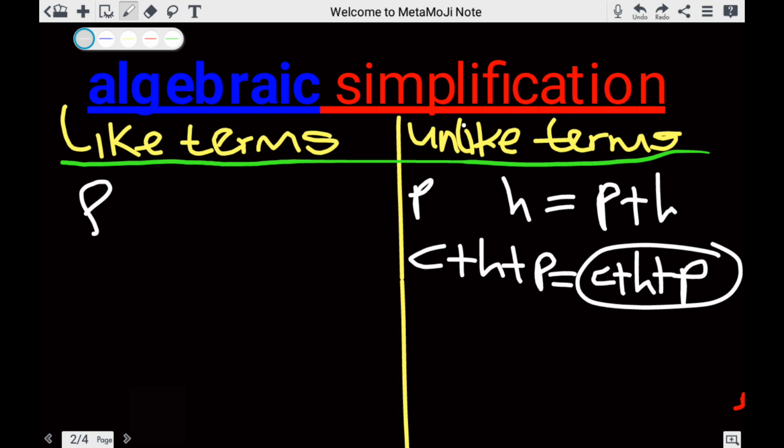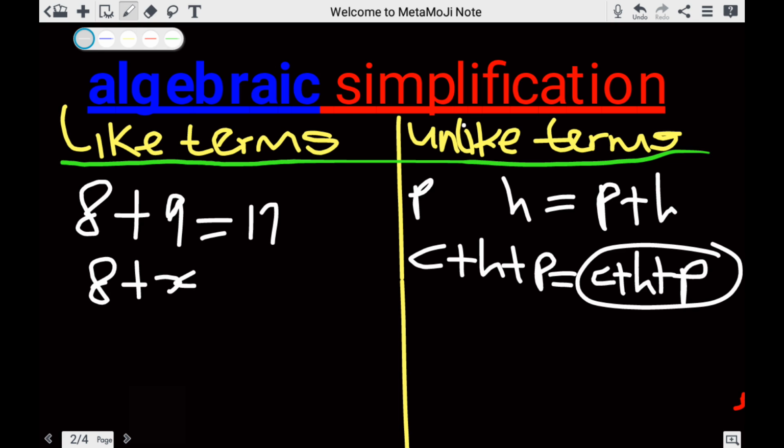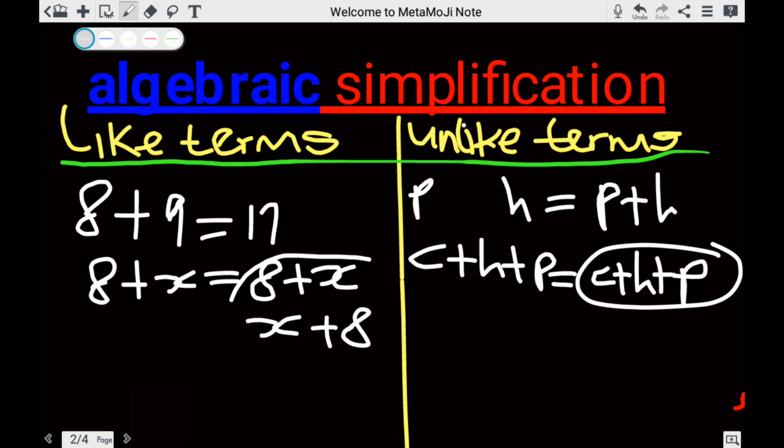What about 8 plus 9? Are they like terms? Yes. So 8 plus 9 is 17. But what about 8 plus s? Now this is a letter and this is a number, so they are not like terms. You can simply write it as 8 plus s as your answer. Likewise, you can write it as s plus 8. We're going to talk more about this, but we're simply talking about like terms and unlike terms. So you can simply leave it as it is because they are not like terms.